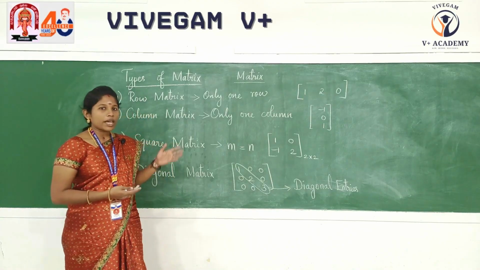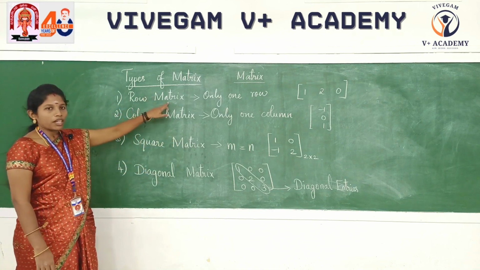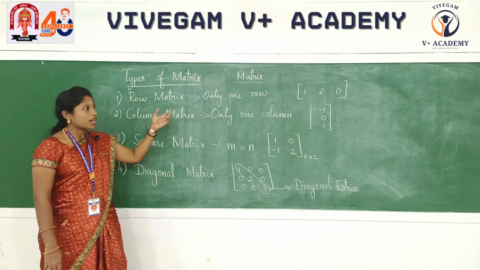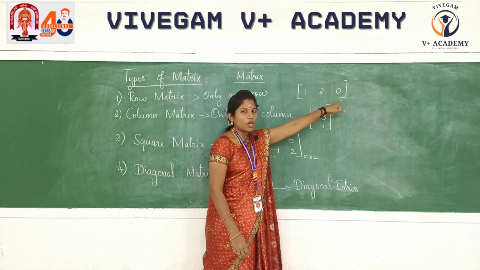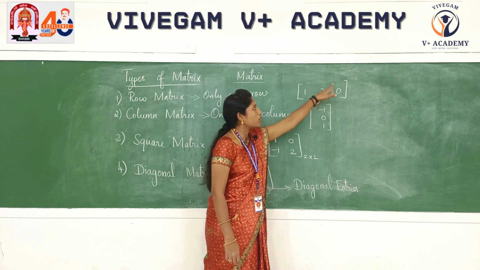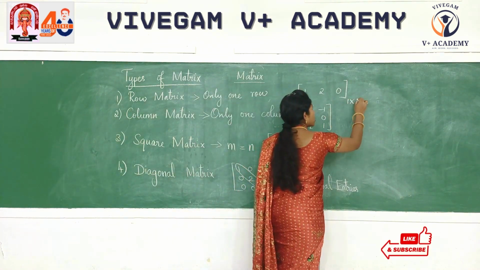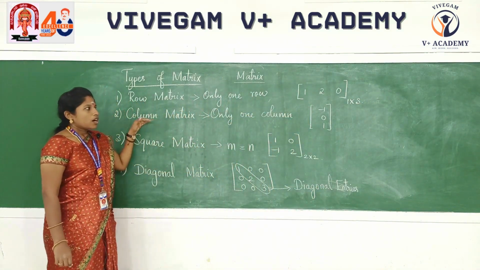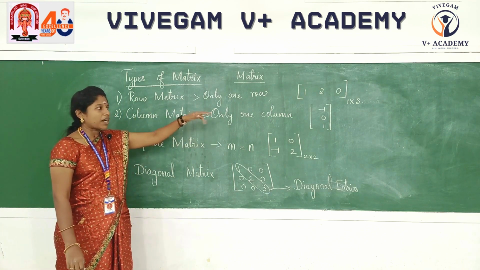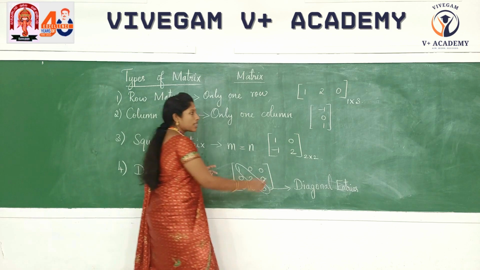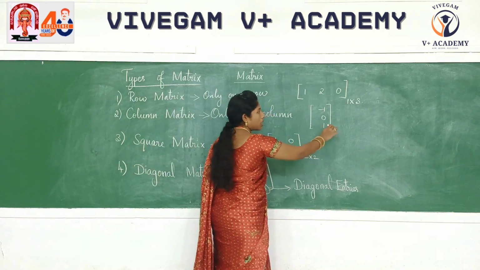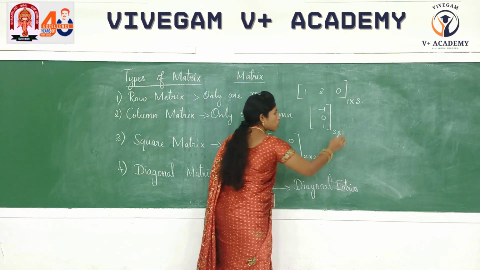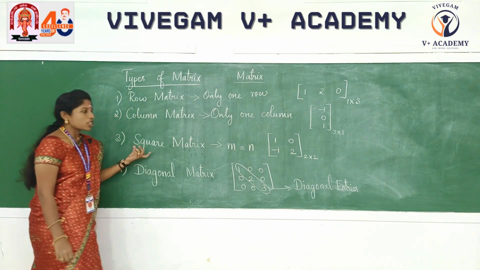Next, we are going to see about the types of matrices. The first one is row matrix. If the matrix contains only one row, that is said to be a row matrix. Consider this example. Here you have only one row and the columns are 1, 2, 3. So its order is 1 cross 3. So this is an example of a row matrix. The next one is column matrix. If it has only one column, that matrix is said to be a column matrix. Here the rows are 1, 2, 3, but only one column is there. What is the order? 3 cross 1. So 3 cross 1.